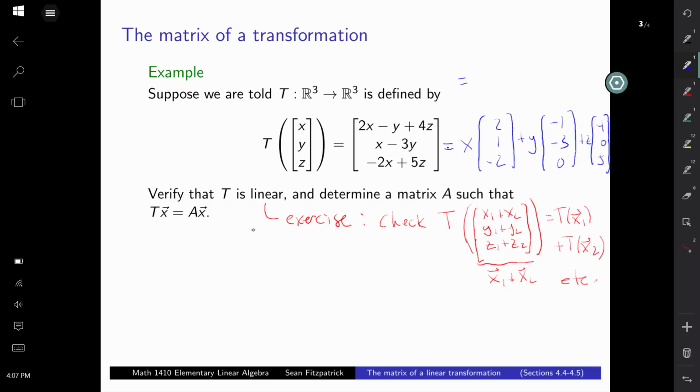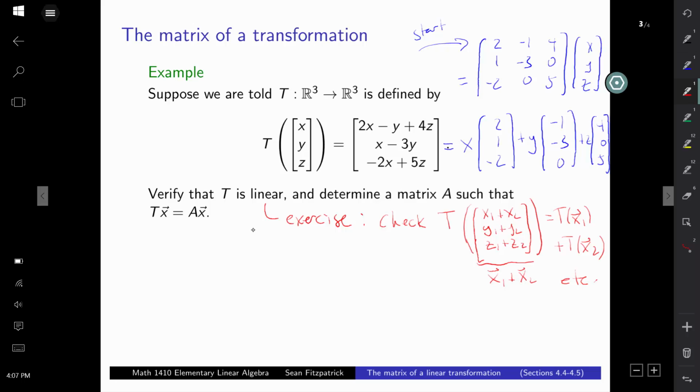If you back that up, you can work out that what you should get here is 2, 1, minus 2, minus 1, minus 3, 0, 4, 0, 5 times x, y, z. So we can reverse the steps. Start here and work backwards. Do the matrix multiplication and confirm that these are in fact equal. You can simply do that matrix multiplication and see that they are exactly the same.